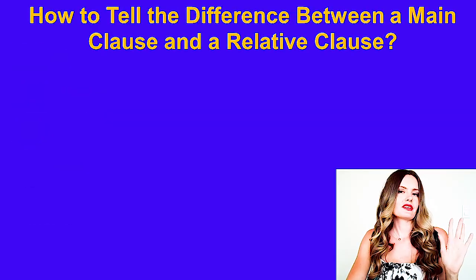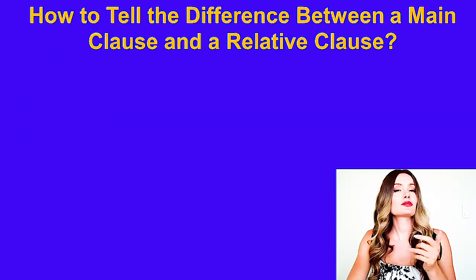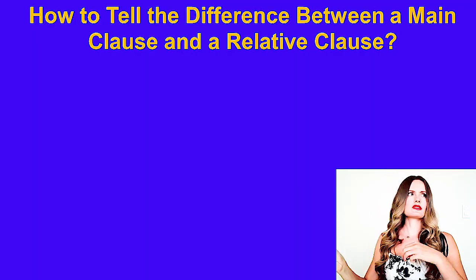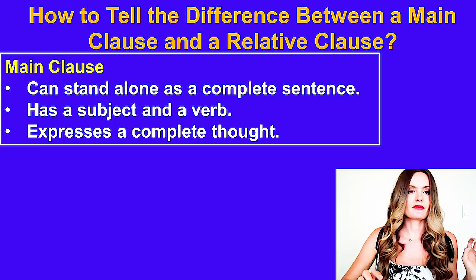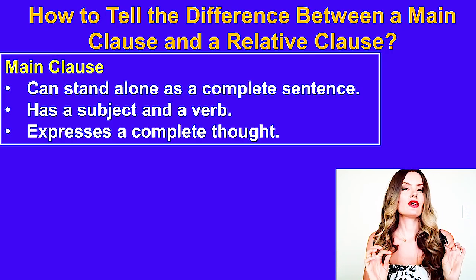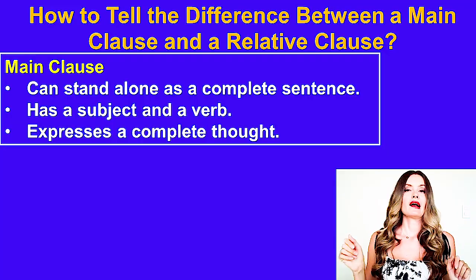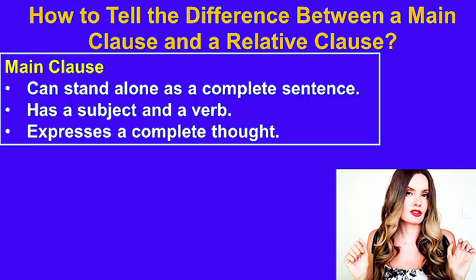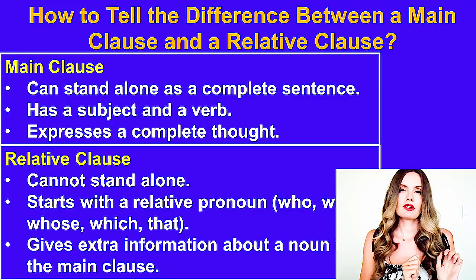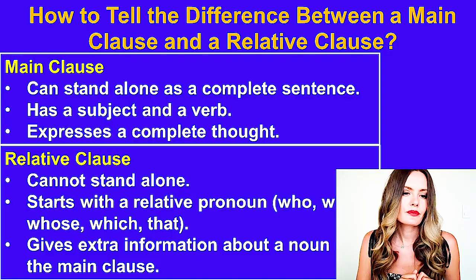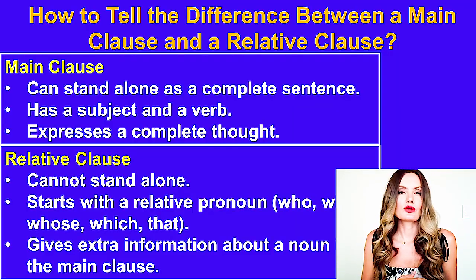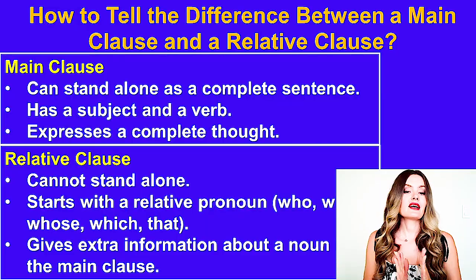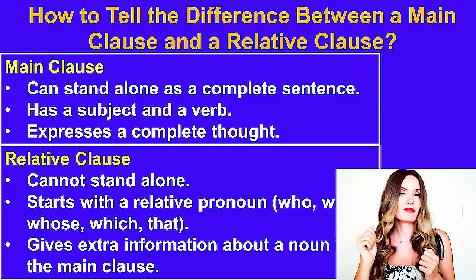Now, how to tell the difference between a main clause and a relative clause? How do I understand where is the main clause and where is the relative clause? Let's learn. A main clause can stand alone as a complete sentence, has a subject and a verb, and expresses a complete thought. A relative clause cannot stand alone, starts with a relative pronoun who, whom, whose, which, or that, and gives extra information about a noun in the main clause.